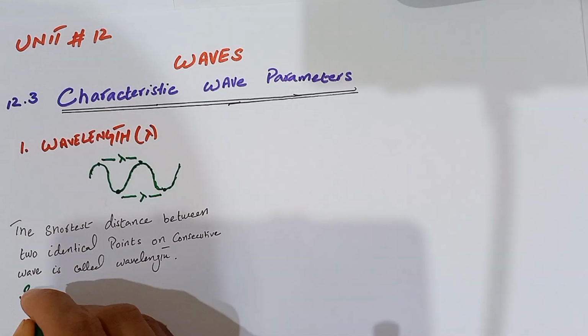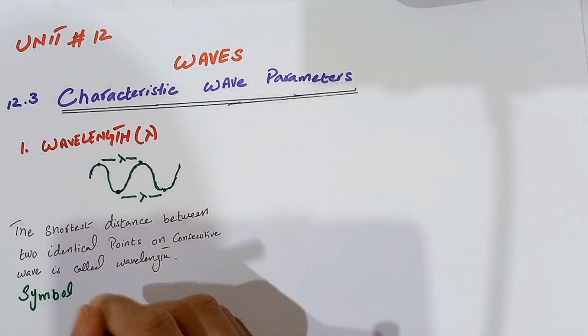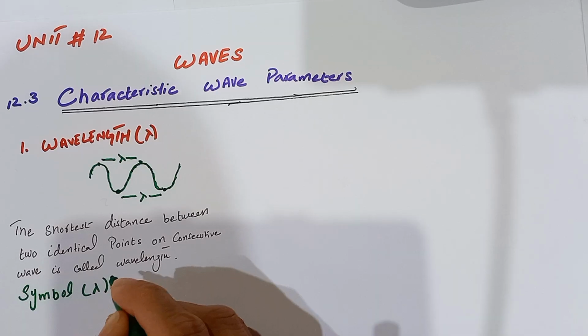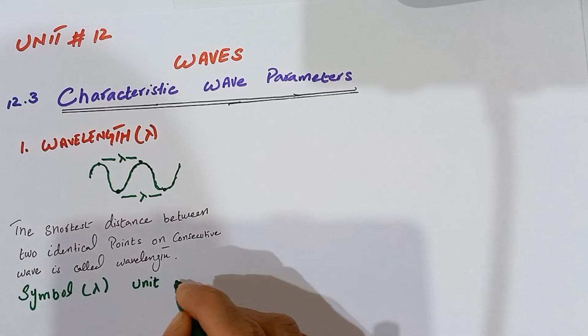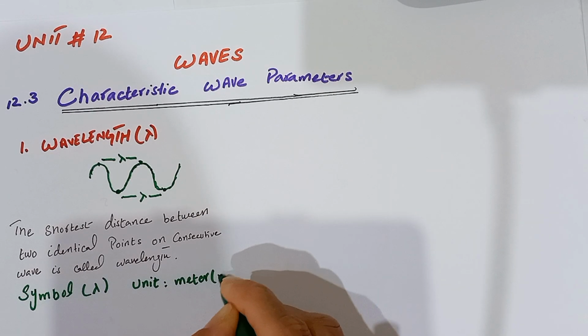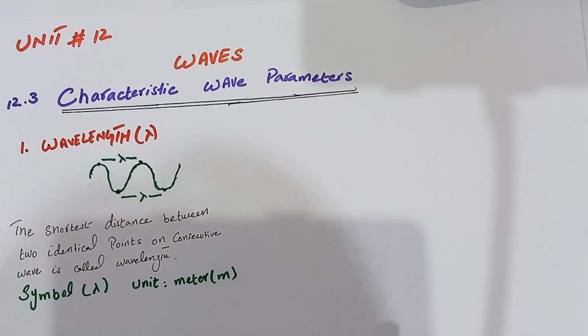The symbol of the wavelength is lambda, and the unit of the wavelength is the meter, denoted by m. That is all about the wavelength lambda.